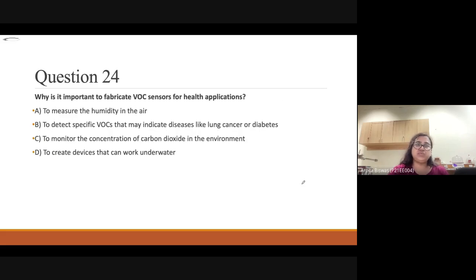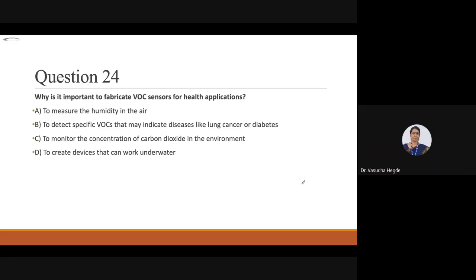So this is question number 24. Why is it important to fabricate the VOC sensor for health application? First, to measure the humidity in the air. Second, to detect the specific VOC that may indicate a disease like lung cancer or diabetes. Third, to monitor the concentration of carbon dioxide in the environment. And the fourth one is to create a device that can work underwater. That is B, to detect the specific VOCs. Yes.